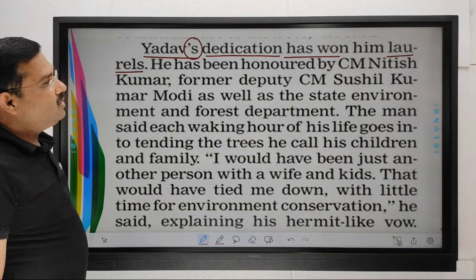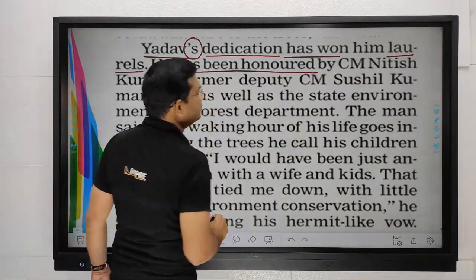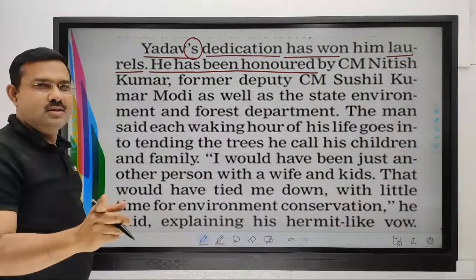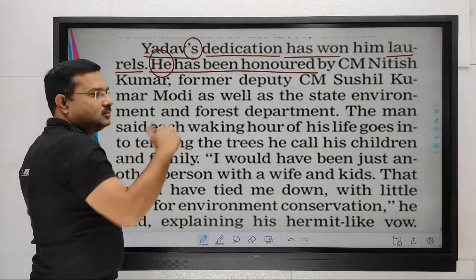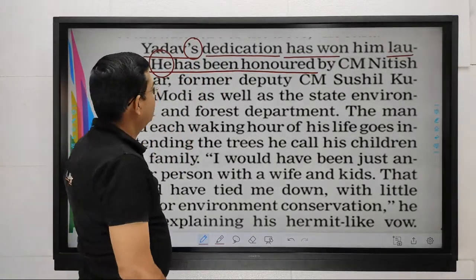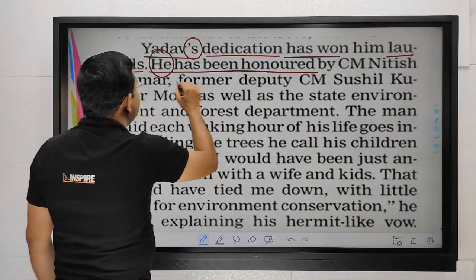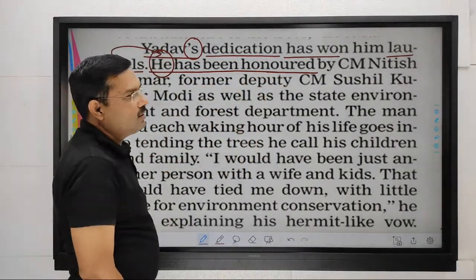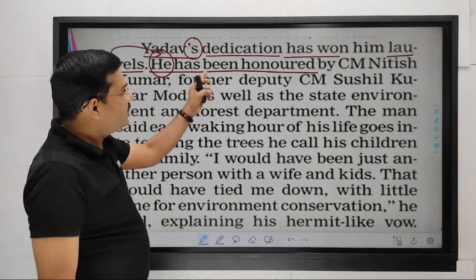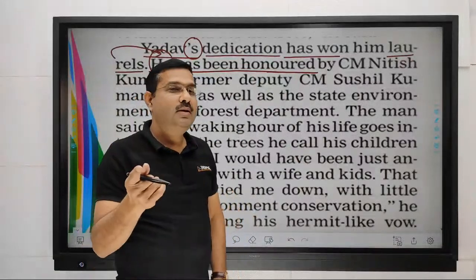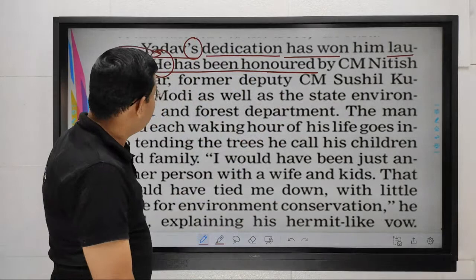He has been honored. It's a passive sentence. Here, this particular verb is being done on whom? On he. By whom? By CM Nitish Kumar. He has been honored. That means he did not honor anybody.